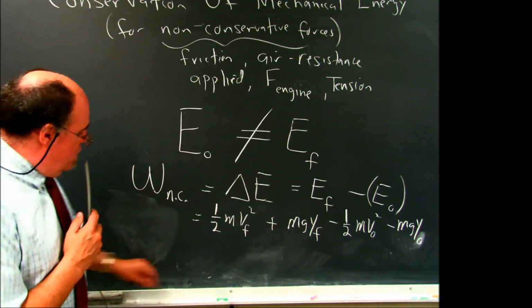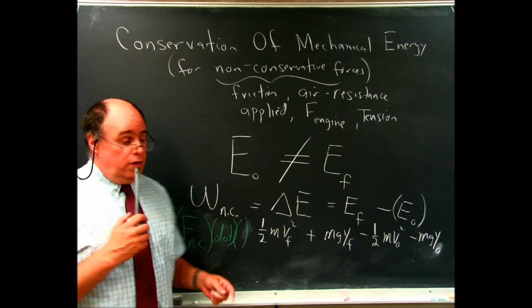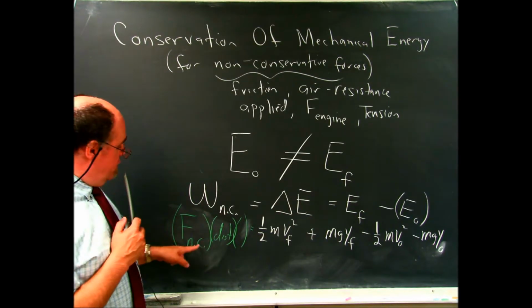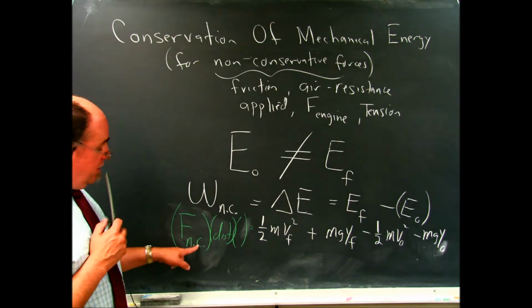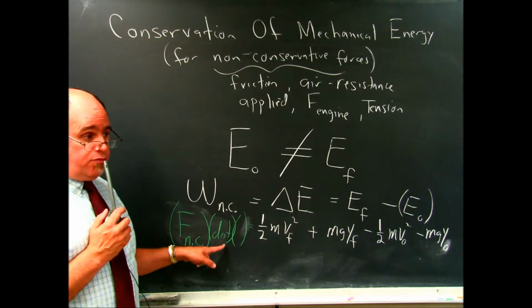I'll change this. What does work equal? Well, you see, work equals a force. We're talking about the non-conservative work, so it's the non-conservative force. That's what the NC means. And work is a force times a distance, so this is the distance the object will be moving through.